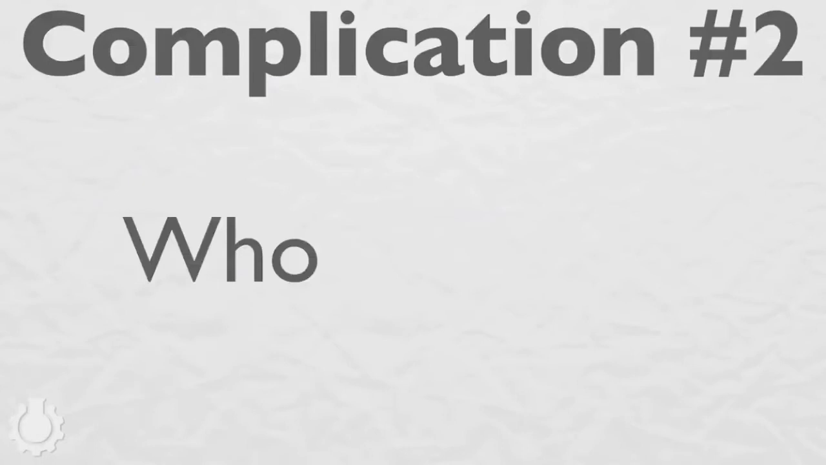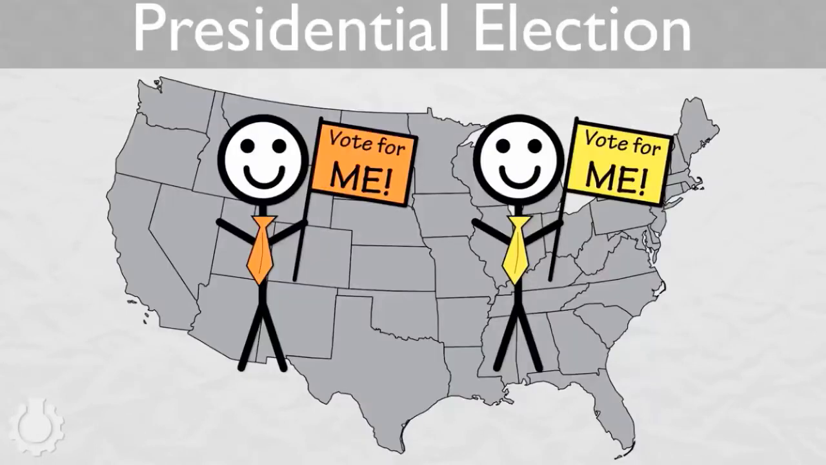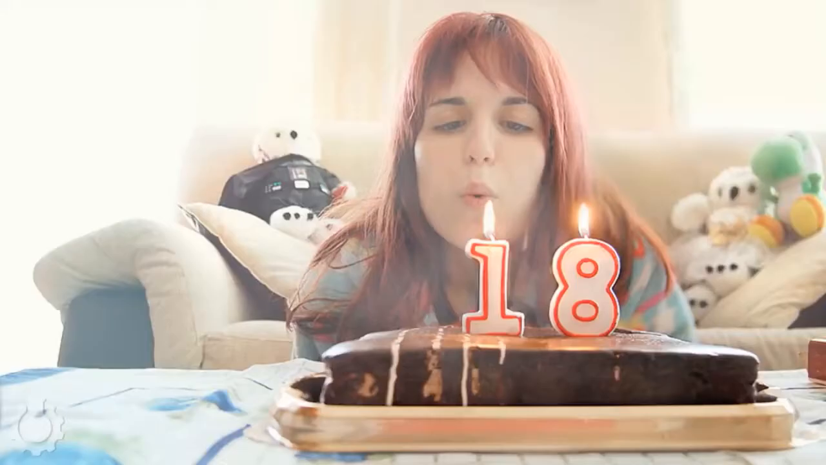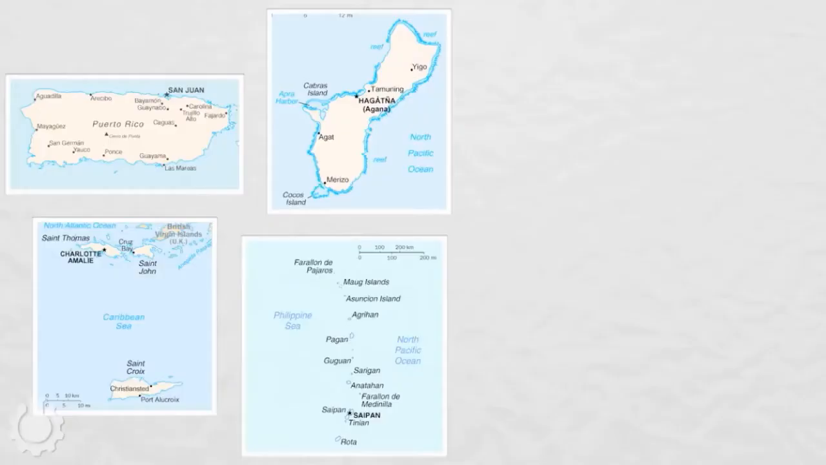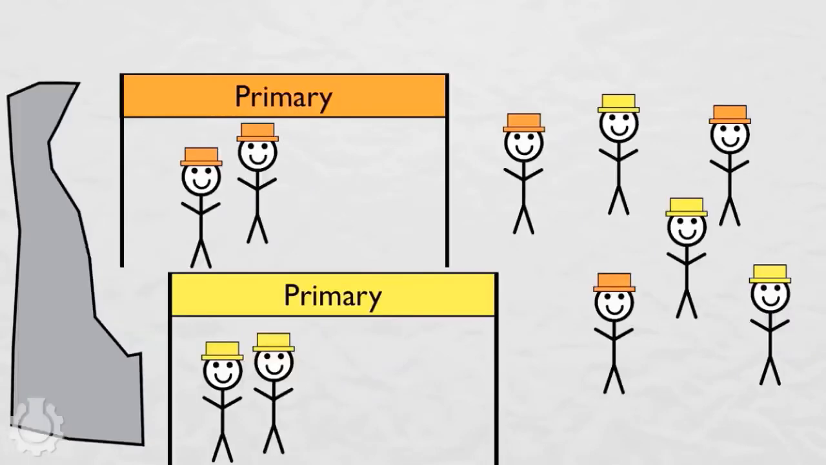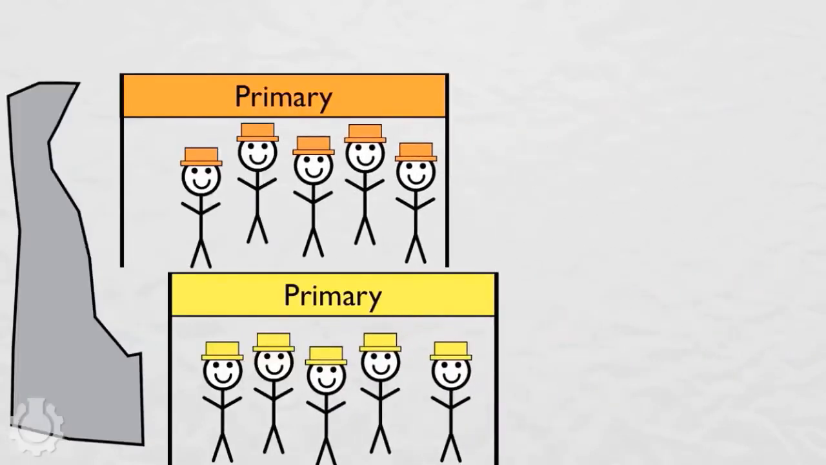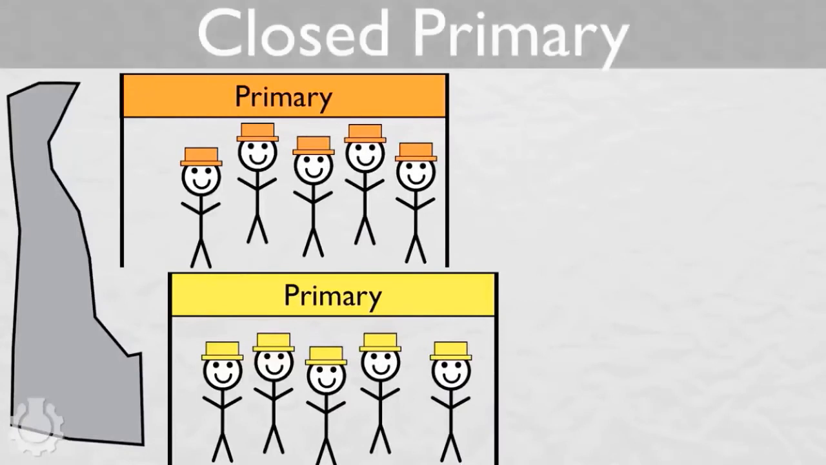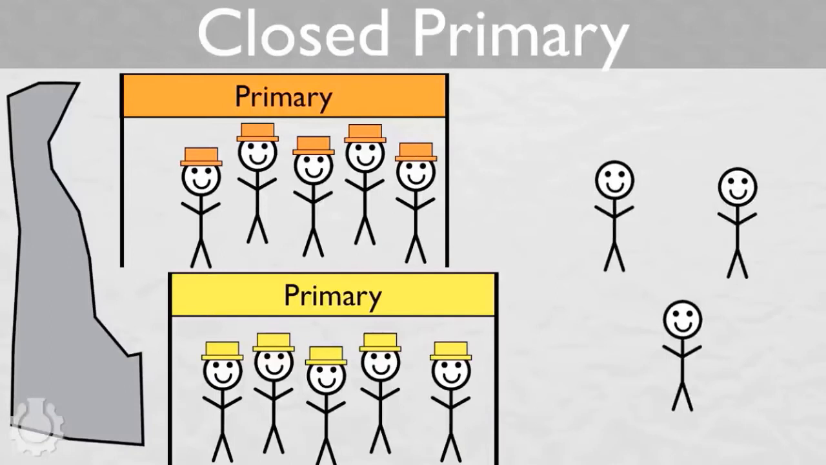Complication number 2, who can vote? In the national presidential election, all American citizens over the age of 18 can vote, with 2 exceptions. You can't live here or here. But primaries are in-state elections with lots of different rules. Most states and parties will only let you vote in the primary if you're an official member of the party. This is called a closed primary because the voting is closed to non-party members. But some citizens are independents and not registered with any party. If you're an independent and live in a state with closed party elections, tough luck.